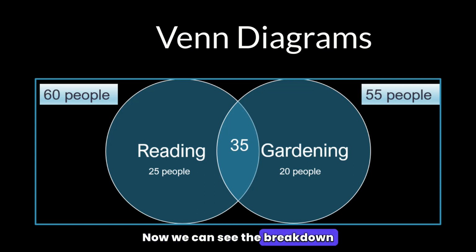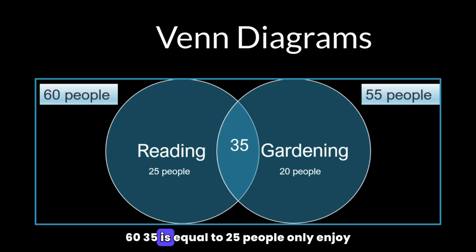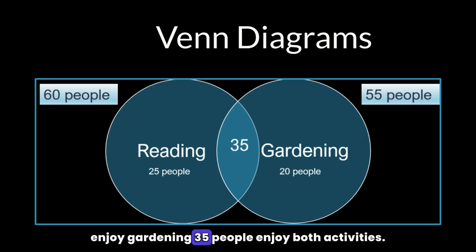Now, we can see the breakdown clearly in the Venn diagram. 60 minus 35 is equal to 25 people only enjoy reading. 55 minus 35 is equal to 20 people only enjoy gardening. 35 people enjoy both activities.